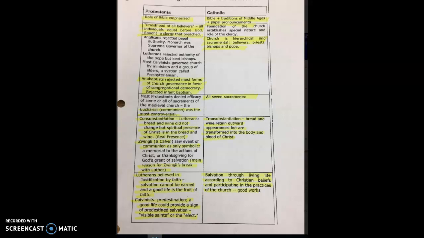So again, add out to the side of the Catholic chart, clergy is needed to read and interpret the Bible. All right, when it comes to a hierarchy within the church, the Catholics believe that there is a hierarchical order. The closer you are to the top, the more important you are within the church. So the Pope is at the top. Then you have cardinals, bishops, priests, and the believers are at the very bottom.